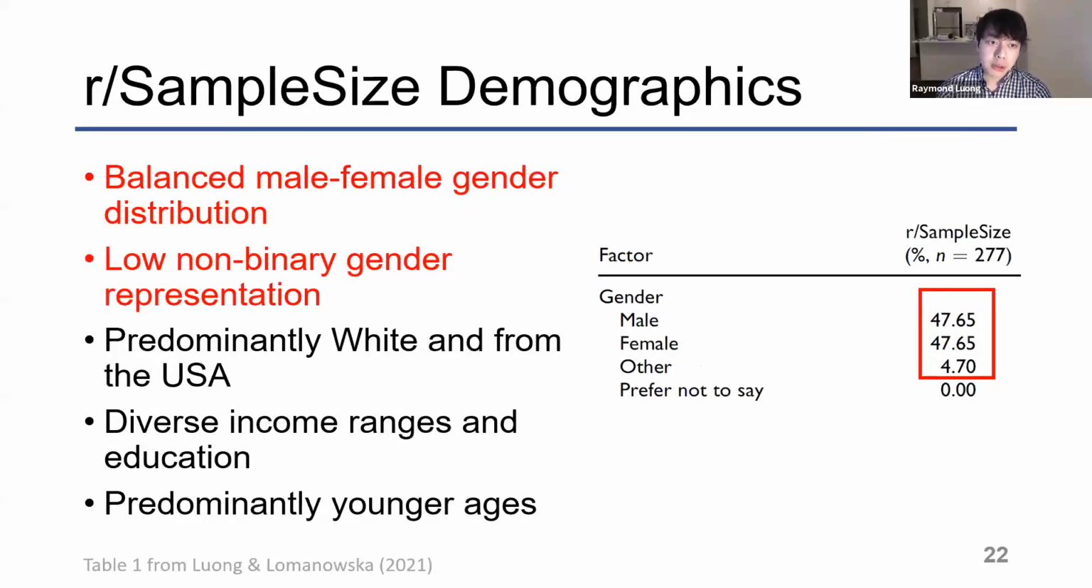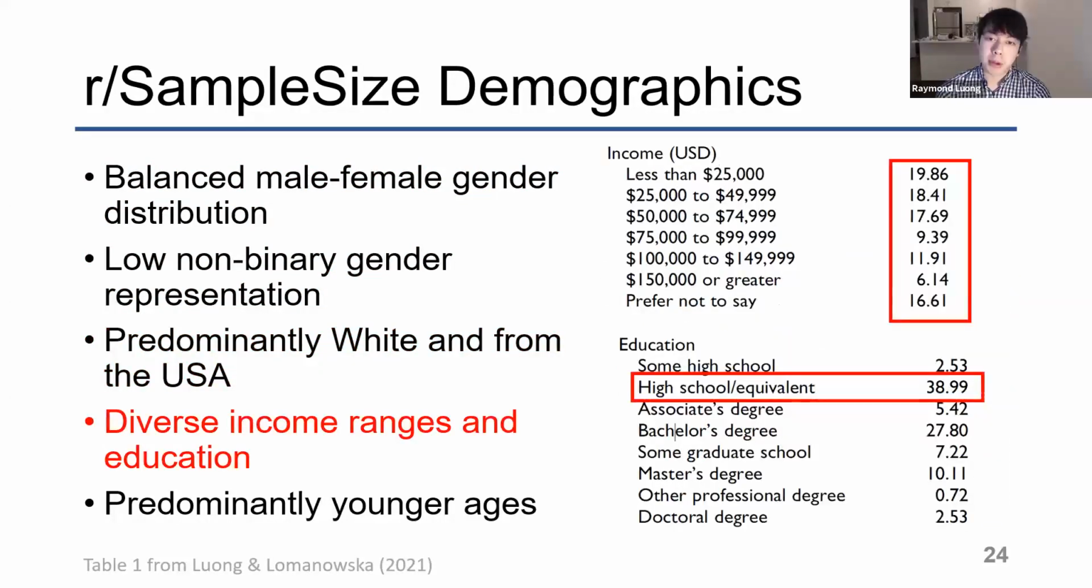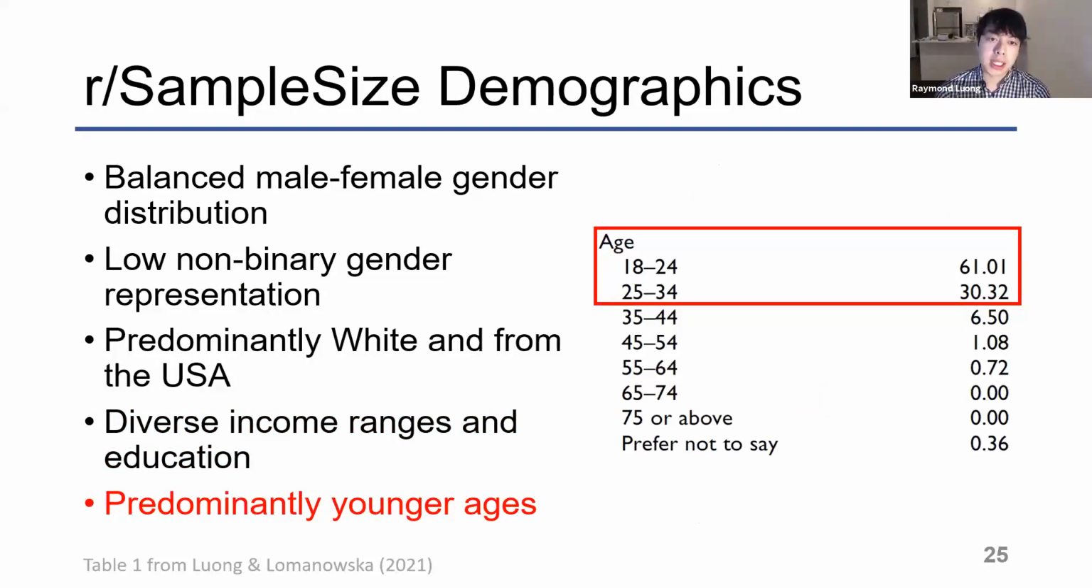So in terms of demographics, we found what they found before: a fairly balanced male-female gender distribution, but with the caveat of low non-binary gender representation. Participants were predominantly white and from the USA. In turn, they had much more diverse income ranges and education, particularly having high school or equivalent as a highest education level, compared to what you might find in an undergraduate university sample, for example. And finally, in terms of ages, we found that they were predominantly younger, concentrated in the brackets between 18 to 24 and 25 to 34.